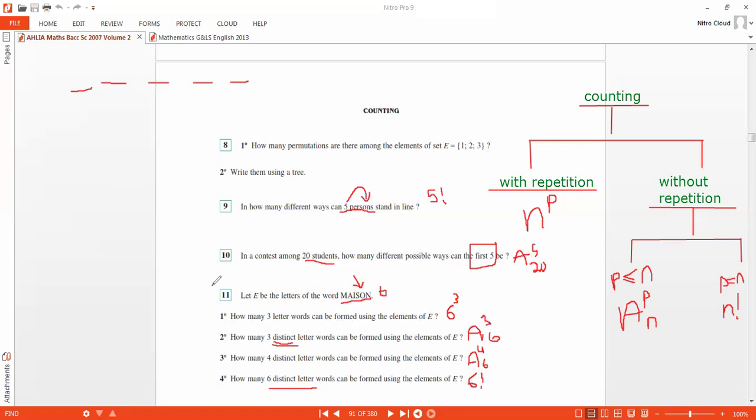Okay, so this question actually summarizes everything that we have learned. Let me solve some other important questions.